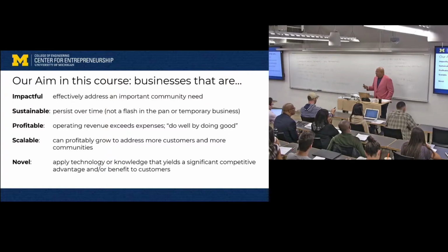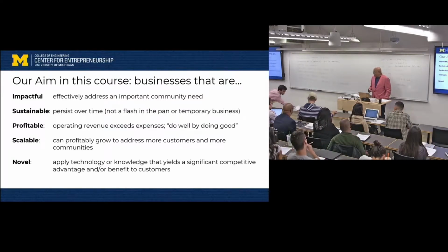And we want these businesses to be novel in some way. We want to use new knowledge, new technology to yield a significant competitive advantage. So I guess the quick analogy would be, we don't just want to make a taxi company, we want to make Uber, right? And so that's kind of the aim. We want to apply real creativity around the community need that the businesses are serving.